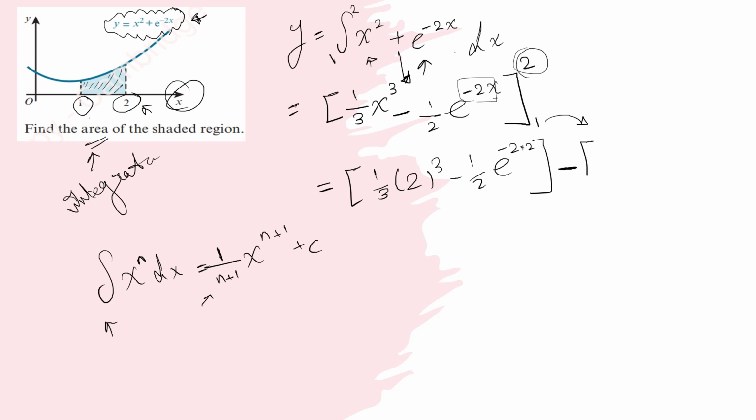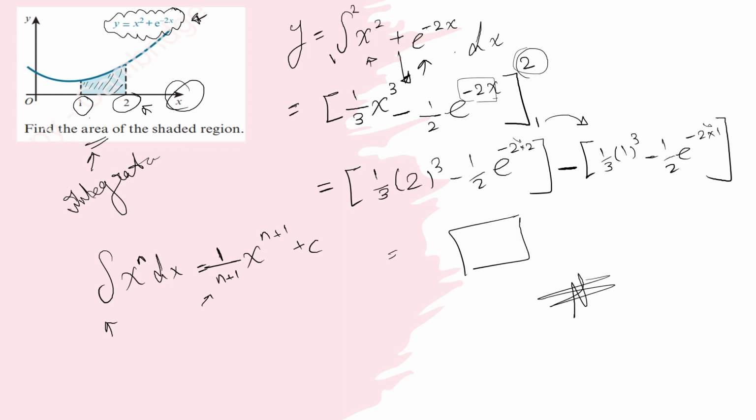Only substitution. 1 over 3 times 1 power 3, minus 1 over 2 e power negative 2 times 1. So you can use a calculator to get the final answer. That's it.